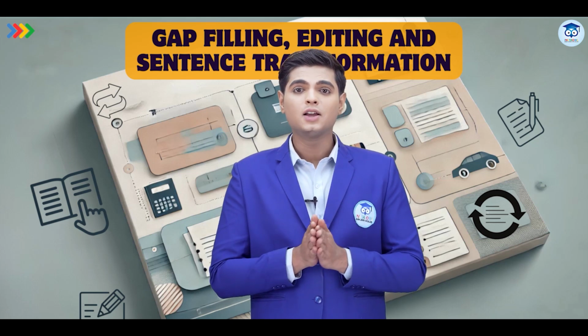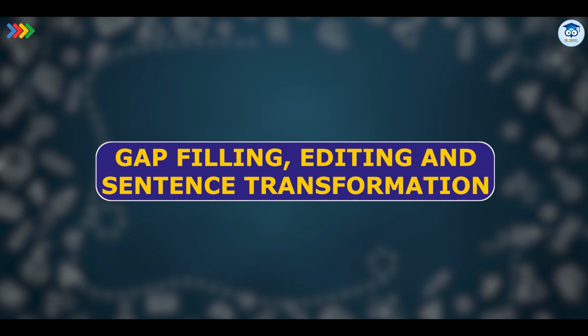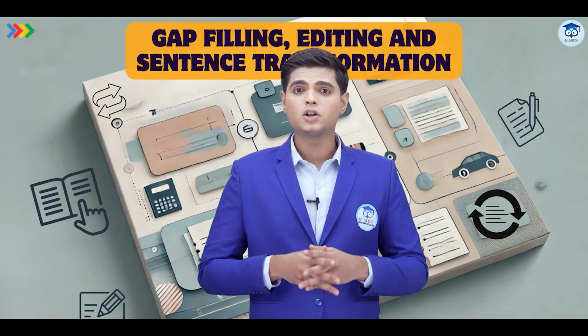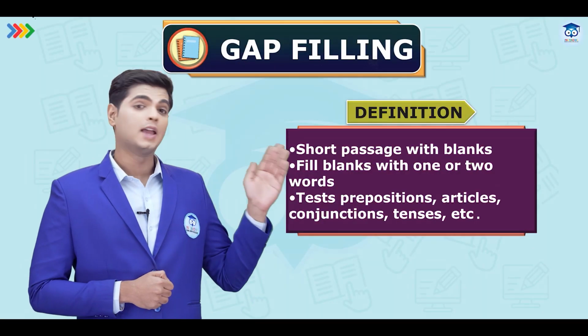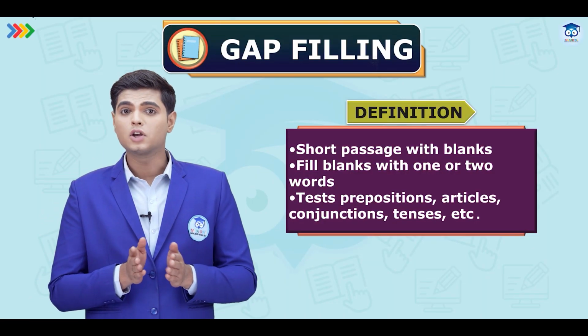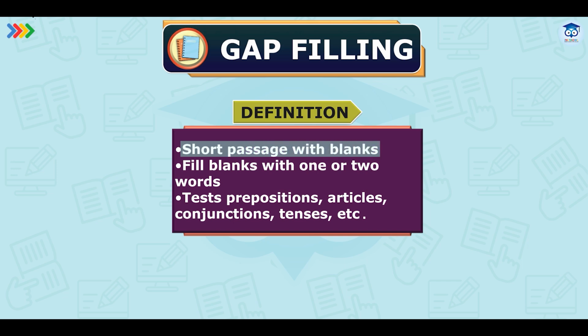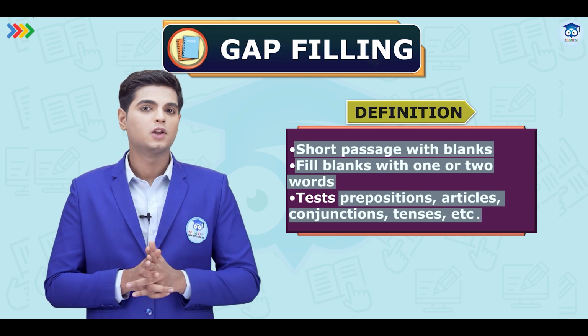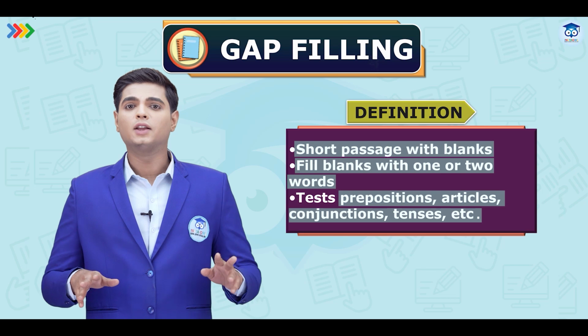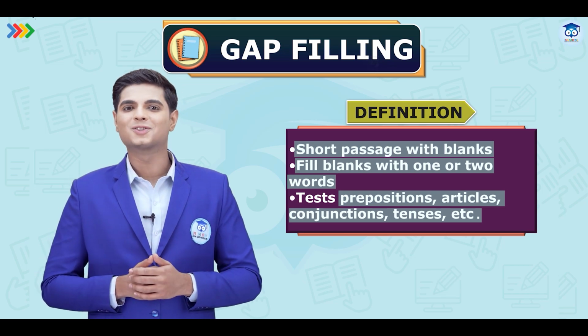Let's get started with gap filling, editing, and sentence transformation, the tools that turn your sentence into a complete, accurate story. Starting with gap filling. This exercise involves a short passage with blanks, where you must fill blanks with one or two words. This task tests your grasp on grammar essentials like prepositions, articles, conjunctions, tenses, etc. It's about understanding how sentences fit together.